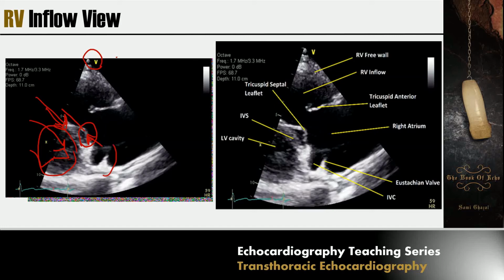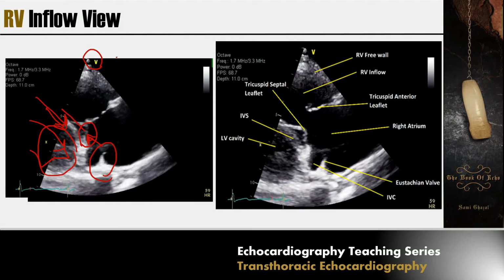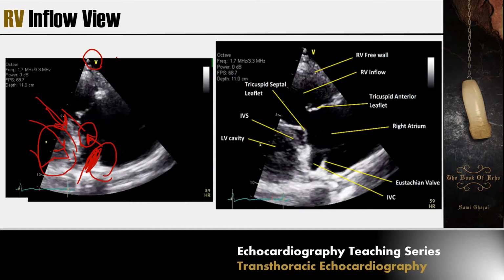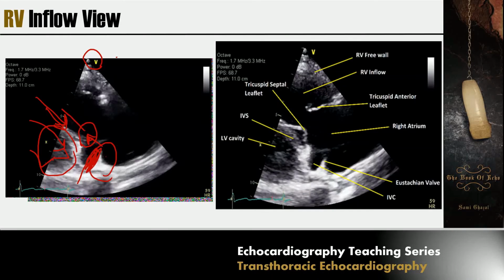This structure here, sometimes you see it, is the Eustachian valve, and it will always direct blood from the IVC. So the IVC is here. This is the IVC, and the Eustachian valve will direct the blood that comes from IVC.